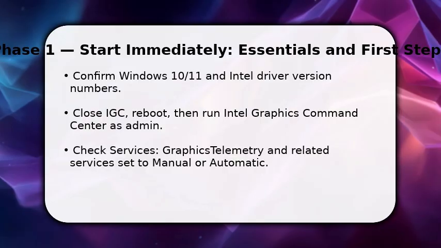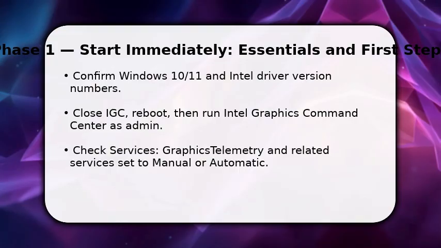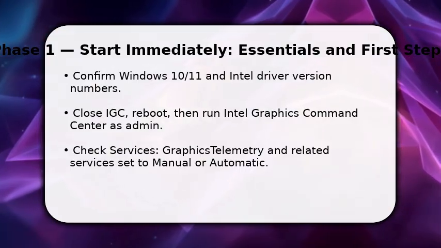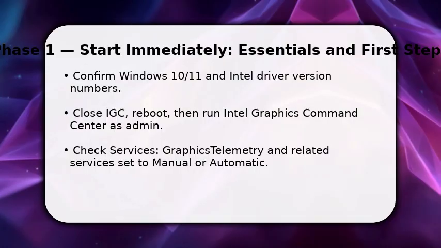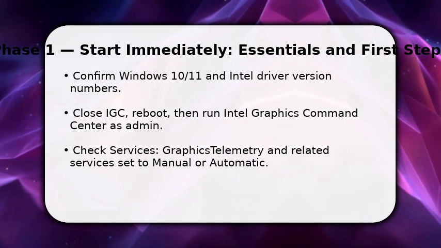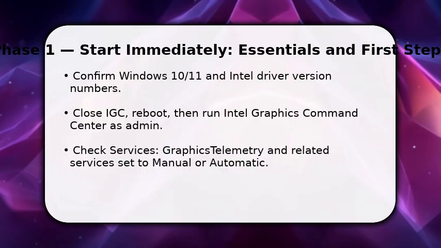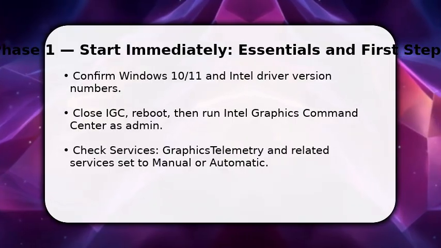Next, run the app as administrator so it has permission to open system settings links. Also, inspect services. Make sure graphics telemetry or Intel-related services are not disabled, because they handle system setting hooks. These first actions fix most permission and linkage problems quickly, so proceed before deeper troubleshooting.